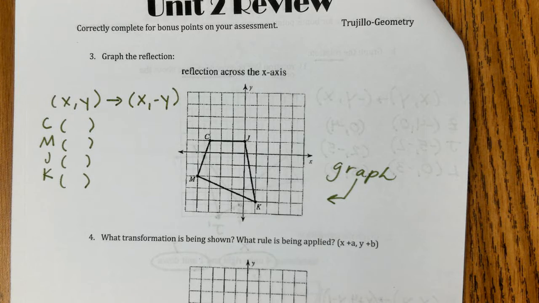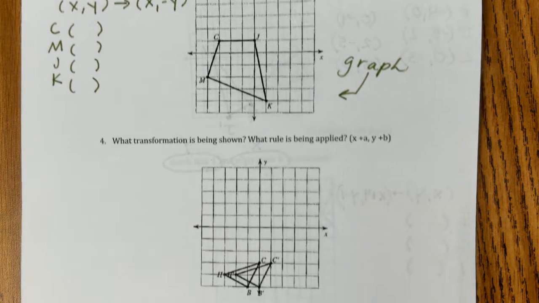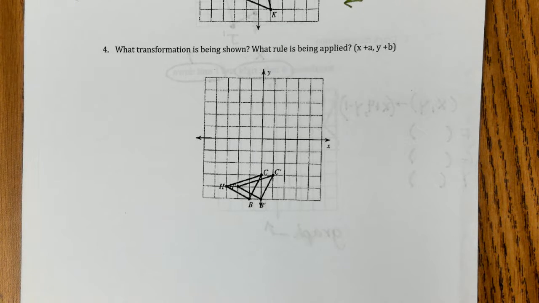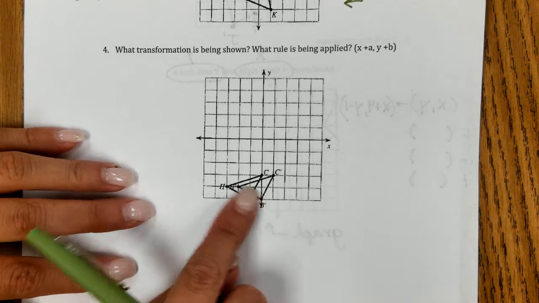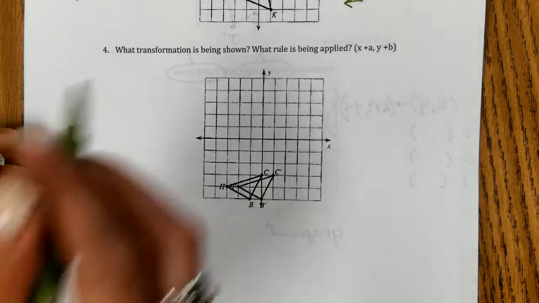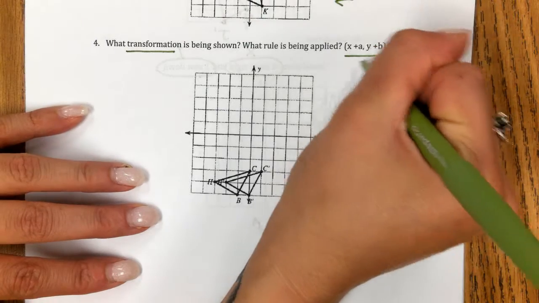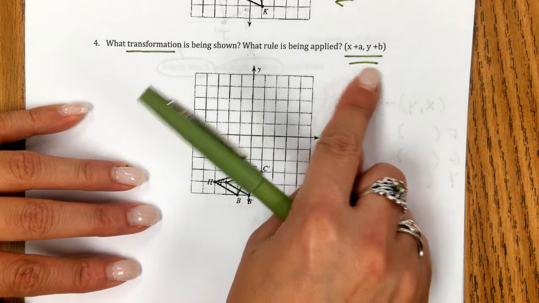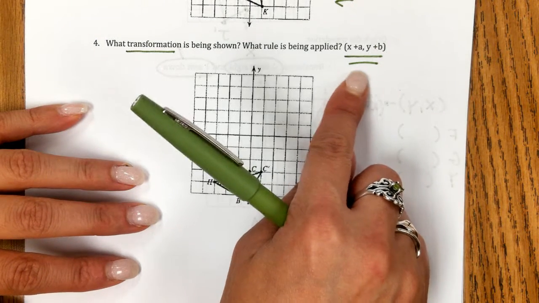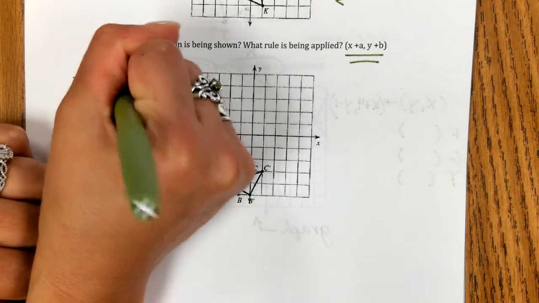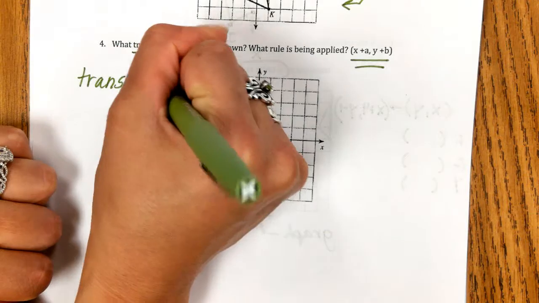Okay, so the next one, moving down, is saying which transformation is being shown. So these are already graphed. What transformation do y'all think is being shown here? Translation, good. Okay, and you also know that because this is telling you that you're either adding or subtracting each one, which represents a translation. So that's your first answer right there.